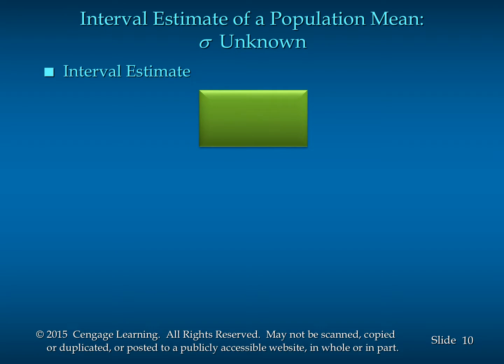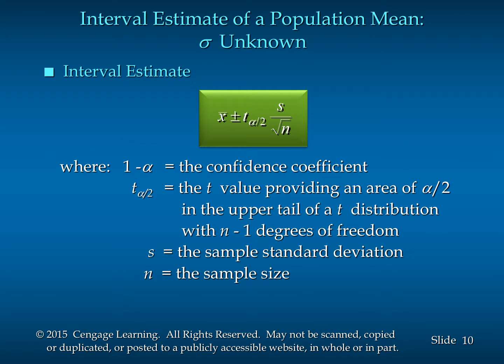The formula to calculate the margin of error for this case of sigma unknown, using the sample standard deviation S instead of the population standard deviation sigma, looks remarkably like the formula that we will use for the case of sigma known. But we will replace the z value for alpha over 2 with the t value for alpha over 2, and we replace sigma with the sample standard deviation S.